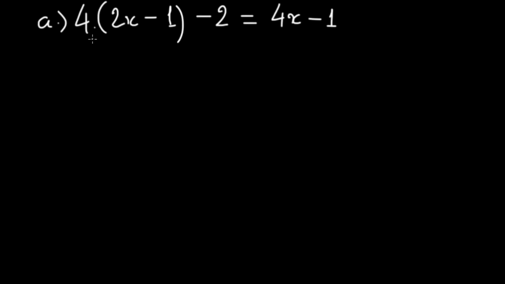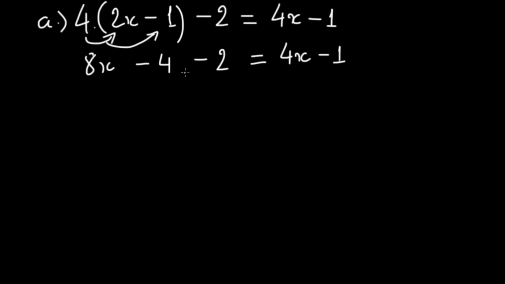equation. Now we multiply 4 to 2x, you get 8x right here. And then 4 times negative 1, you got negative 4. Minus 2, we put it down. And then the right hand side, you keep it the same, right? 8x, you put it down. And then negative 4 and negative 2 together, you get negative 6. And then 4x minus 1. Now we see the left hand side we have 8x minus 6 and the right hand side we get 4x minus 1. What are we going to do?